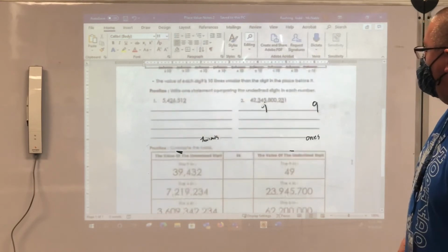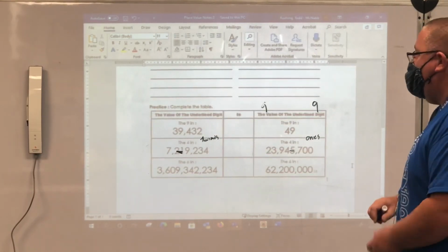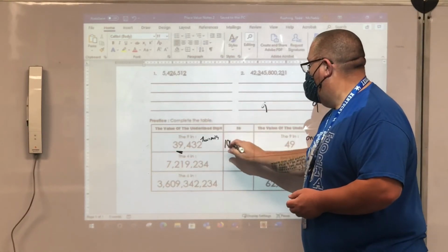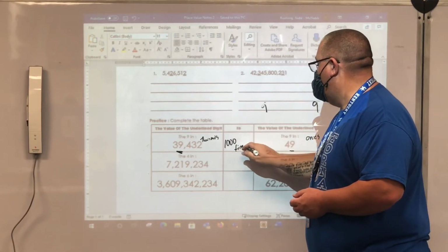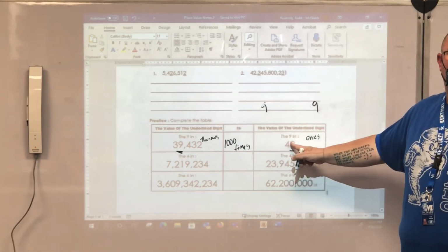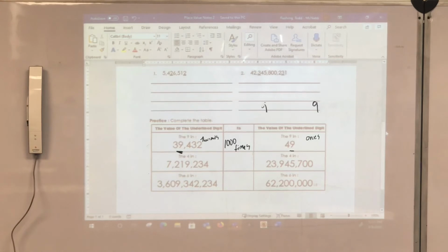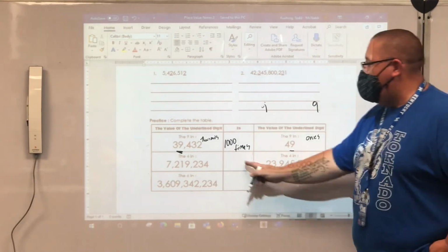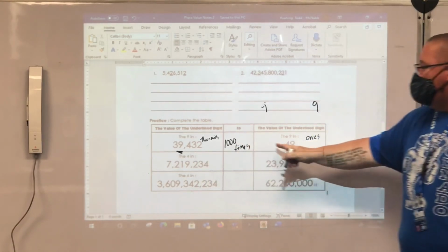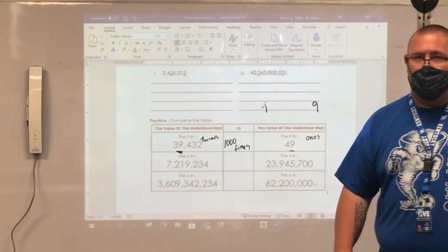So in our blank, the 9 here is 1,000 times the value of the 9 here. Okay? 1,000 times the value of that 9. And we're saying it's 1,000 times because the first number is larger than the second. 39,432 is larger than 49.